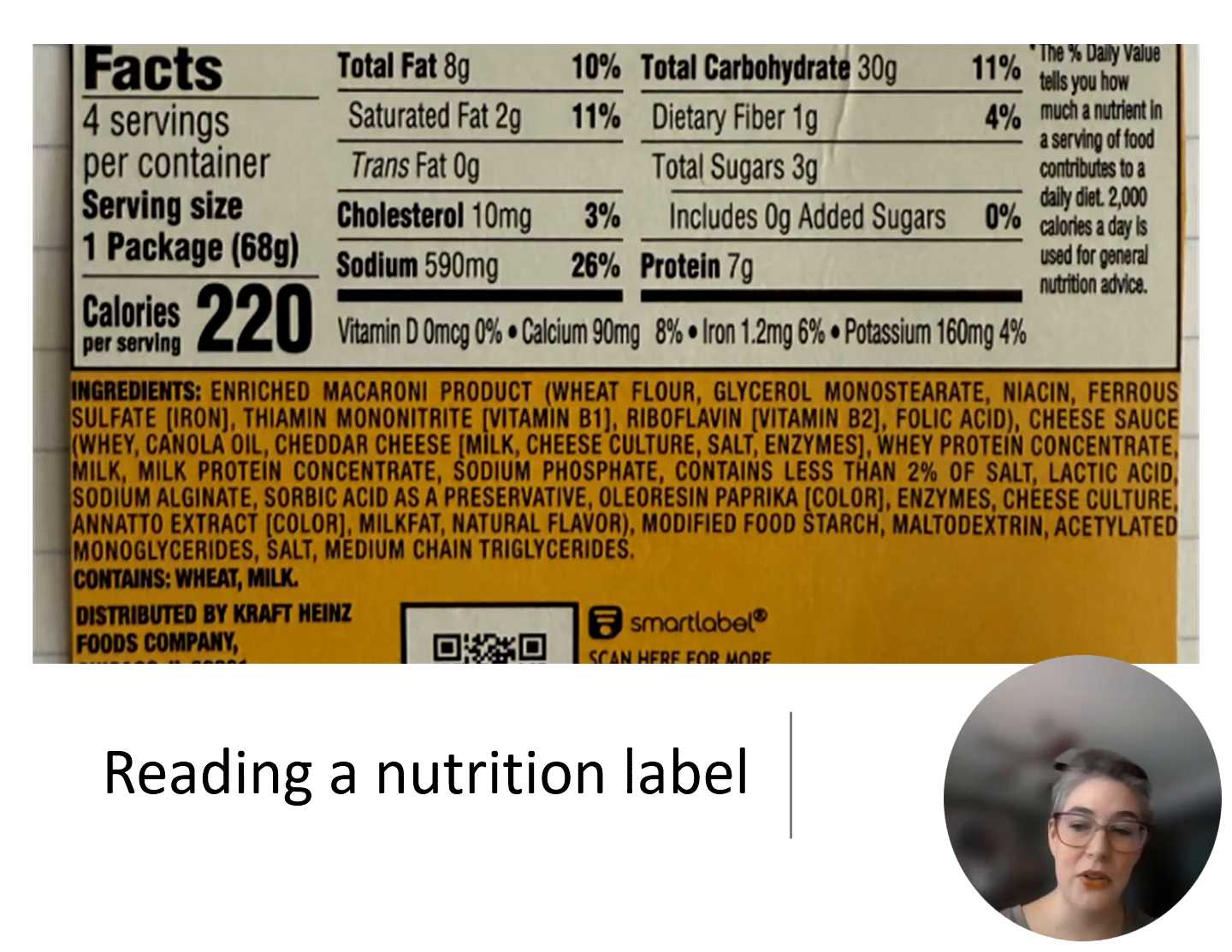Reading a nutrition label, this is something you would have done before, but just to refresh your memory, we have some of those nutrition facts. We have the 4 servings per container. So it's sold as a unit. It's a 4-pack. And then the serving size is 1 package. So just 1 cup of that Velveeta shells and cheese. And for 1 cup, that 1 package unit, your calories are going to be 220. So that's just a quick recap of it.